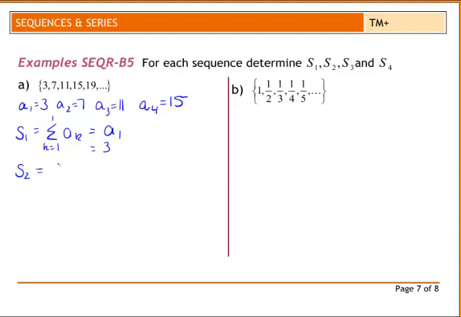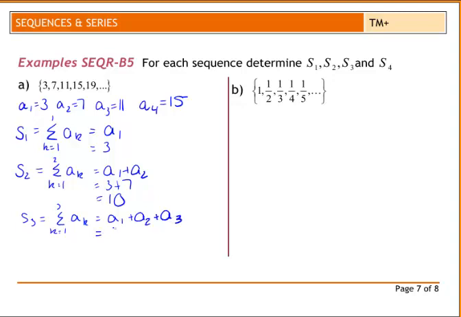Sum of the first two terms, so from k equals 1 up until 2 of a of k, which is a1 plus a2, so 3 plus 7, which is 10. S3, sum of k equals 1 up until 3 of a of k, so you've got a1 plus a2 plus a3, which is 3 plus 7 plus 11, which gives you 21.